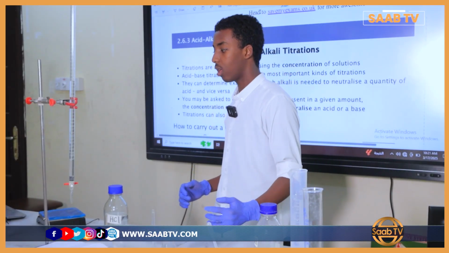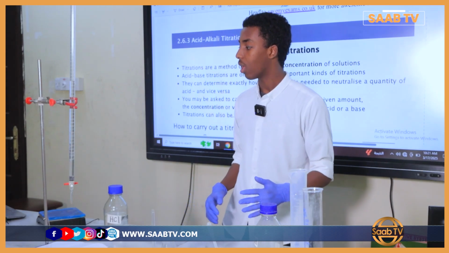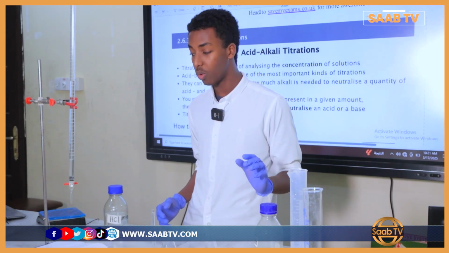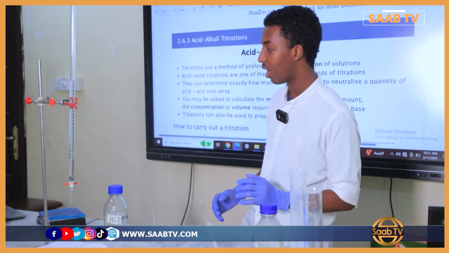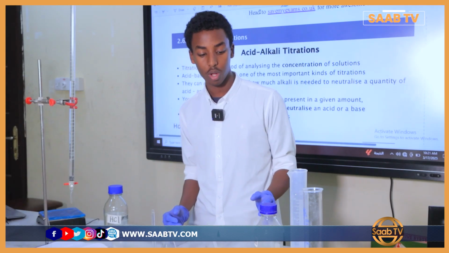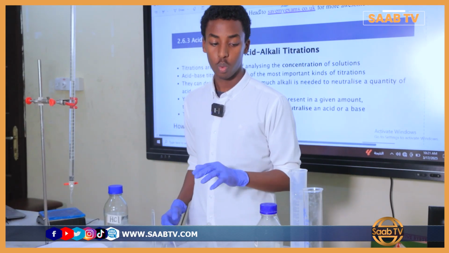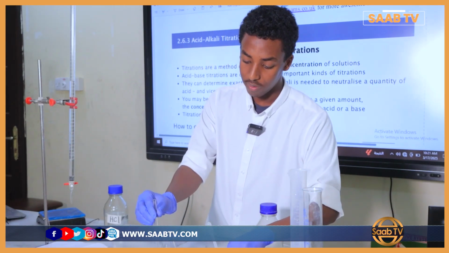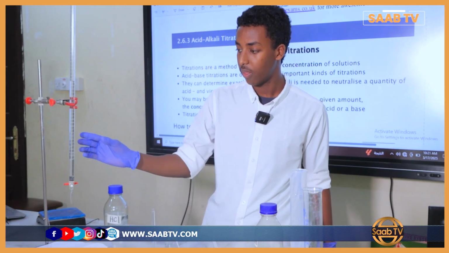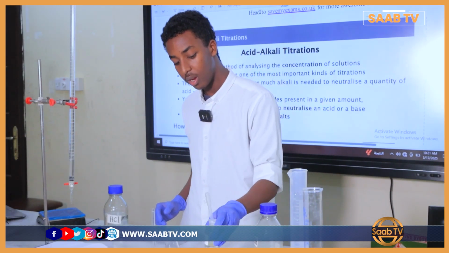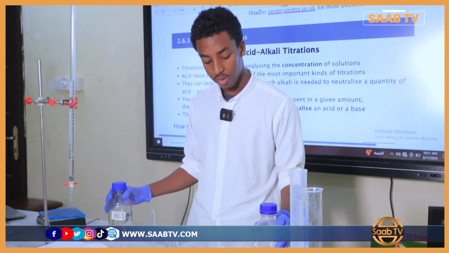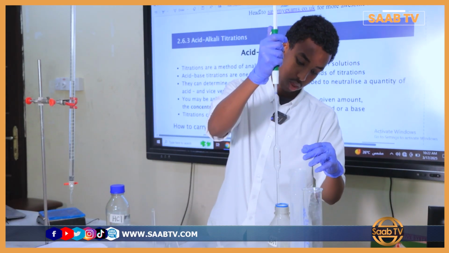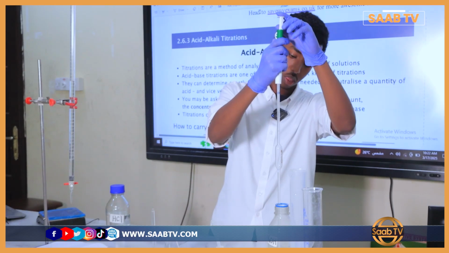Titration is a method of analyzing the concentration of an acid or a solution. The way we do titration is to determine exactly how much alkali is needed to neutralize a quantity of an acid. The equipment we need are a pipette filler, pipette, funnel, conical flask, and then burette, and then the indicator, hydrochloric acid, and sodium hydroxide. So we're going to do it now. We're going to fill 25 centimeter cube of sodium hydroxide.